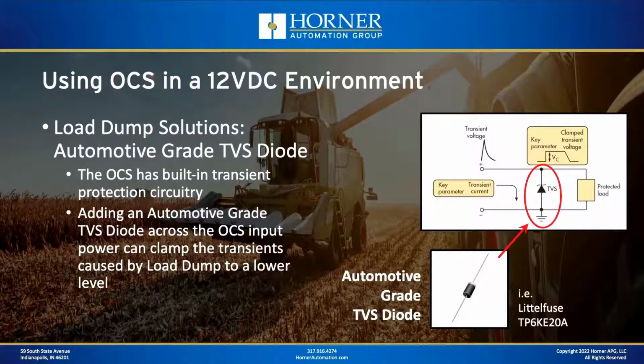So in a lot of cases, if it's not that worst case scenario of the battery and alternator becoming disconnected, then you're not going to have the types of transients that you need to worry about. However, if you want to add additional protection for that worst case, you can add an automotive grade TVS diode across the power supply input to the OCS, and that will provide that load dump protection.